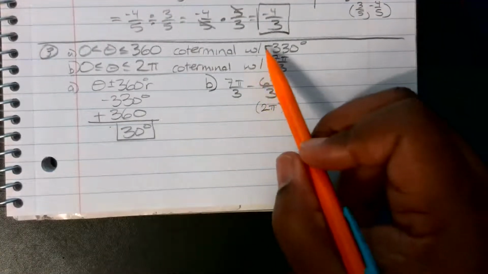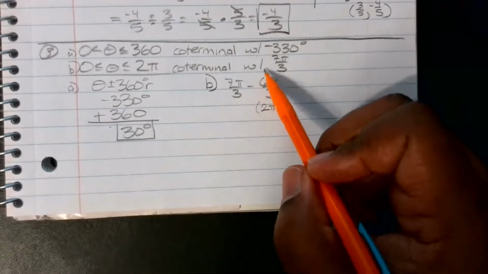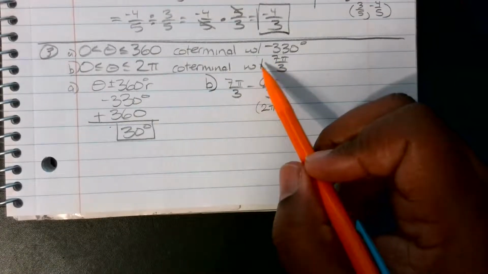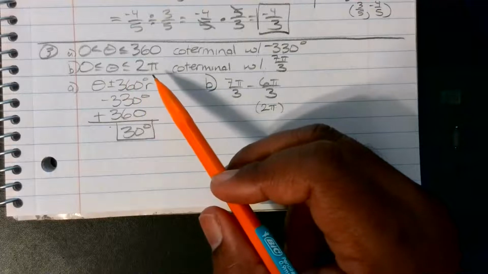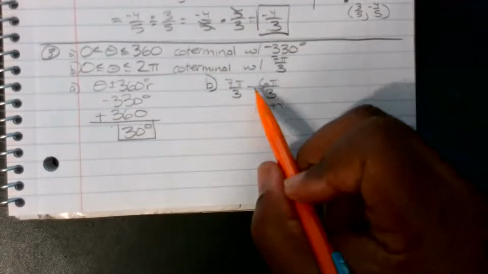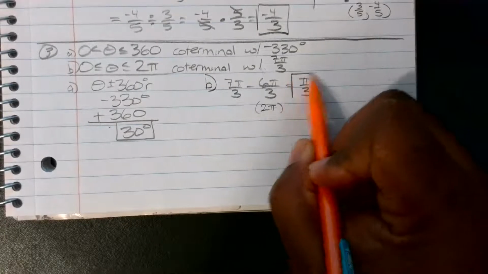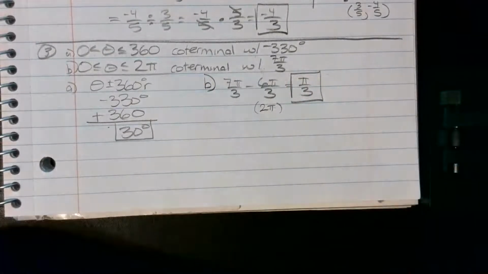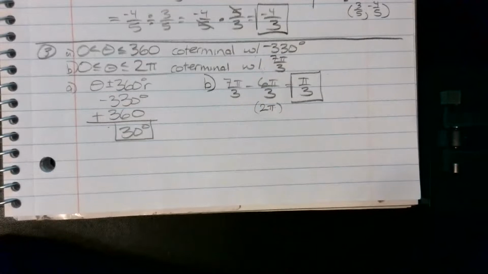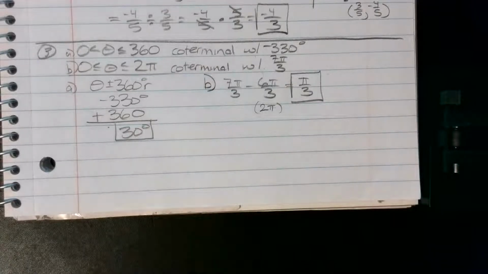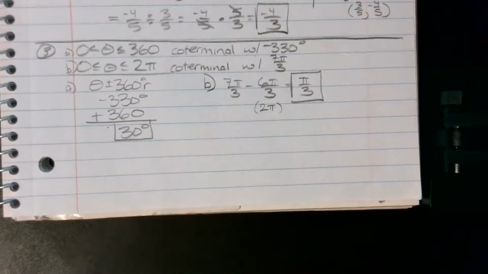These two problems are the same thing. You're adding and subtracting rotations until you get within a range that you want. So if I subtract that, I end up with pi over 3, which is definitely in that range that we want. All right. I don't know how helpful that was. Definitely give me some feedback.